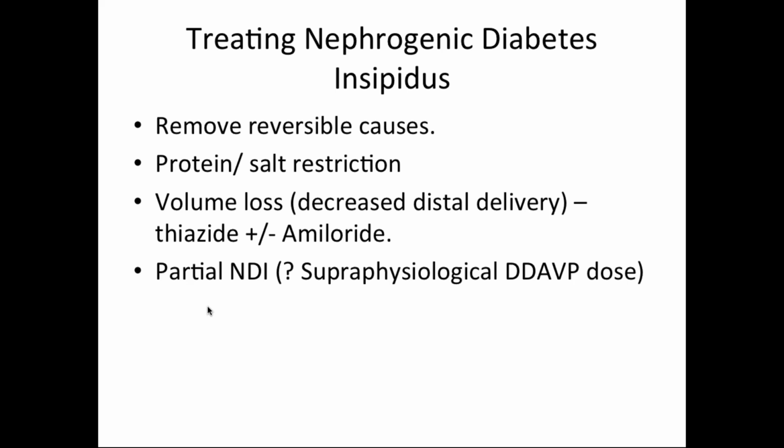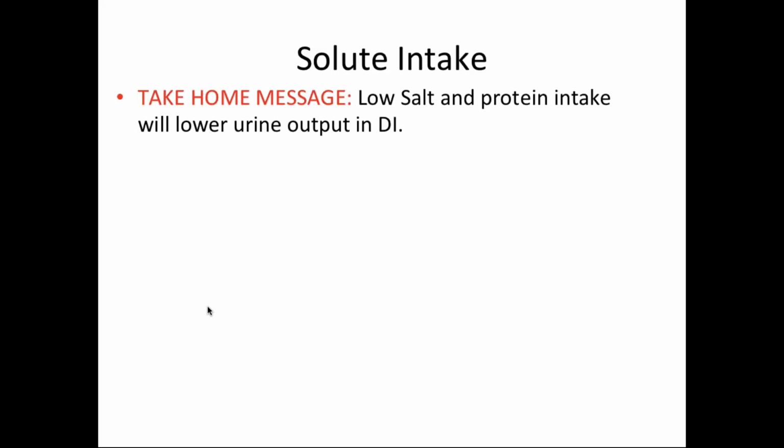And then some volume loss, which causes decreased distal delivery, by thiazides, and you can combine with amiloride for potassium sparing. And then if they have partial nephrogenic diabetes insipidus, you could, as a last ditch effort, also consider giving supraphysiological DDAVP.